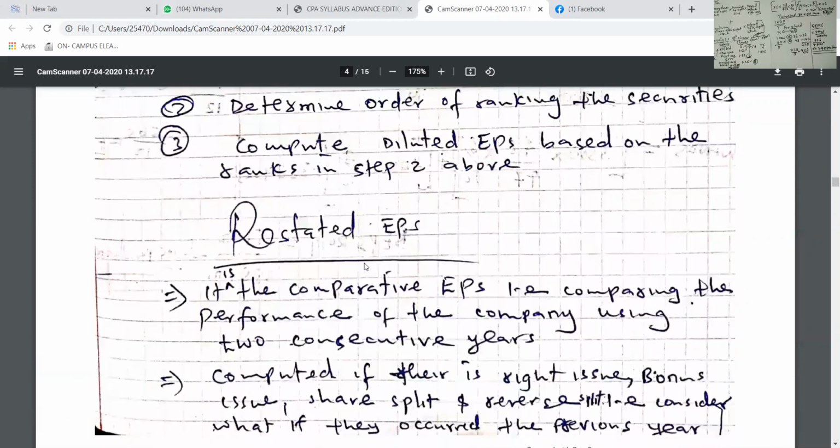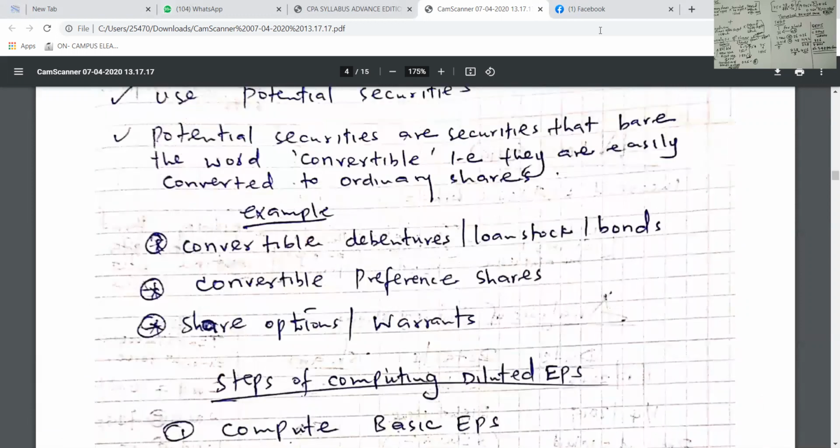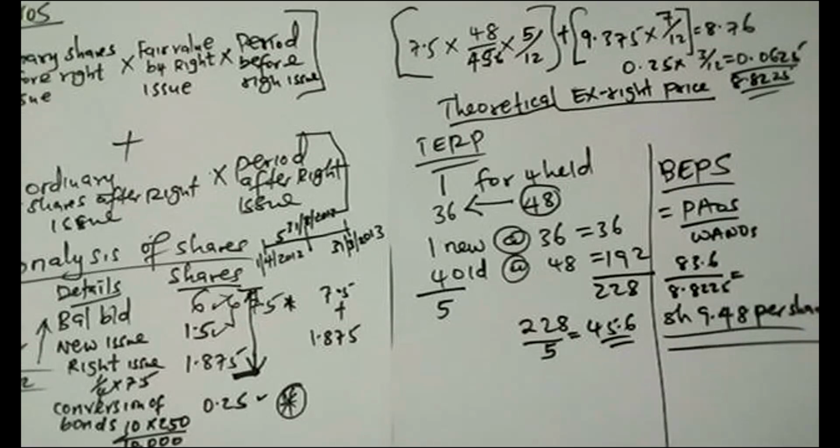So that is the case. Let us finish our question. The first step we are done with, because you can see we are done with the basic earnings per share. The next step we need to do is to determine the order of ranking the securities. Then once we determine the order of ranking the securities, we can use it to compute our diluted earnings per share.